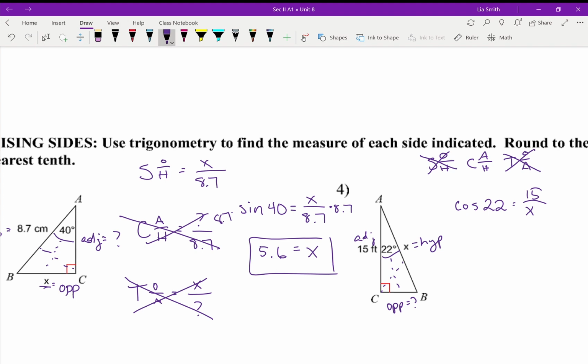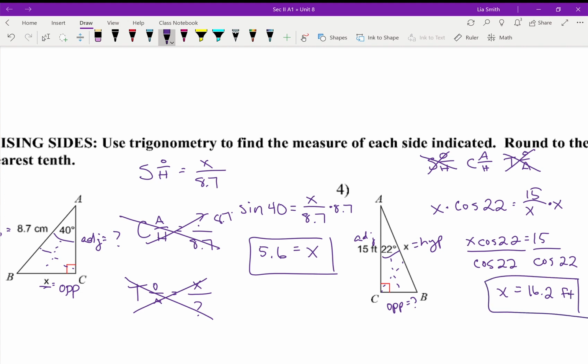So I can't solve for X when it's in the denominator, so I'm going to multiply both sides by X. So I get X cosine of 22 equals 15. But now I need to get rid of the cosine of 22. So I'm going to divide by it. And I get left with X equals 16.2 feet. I should have been putting units.